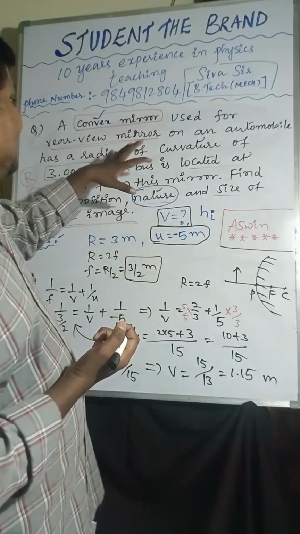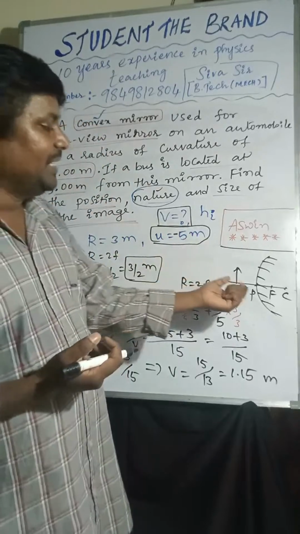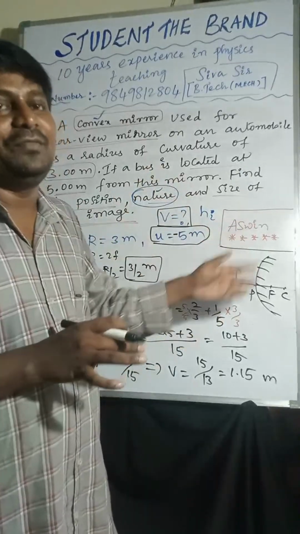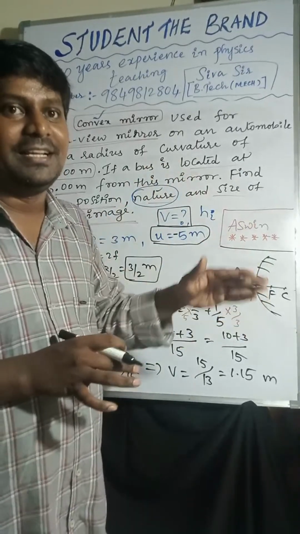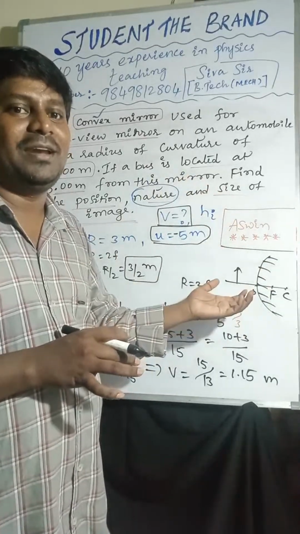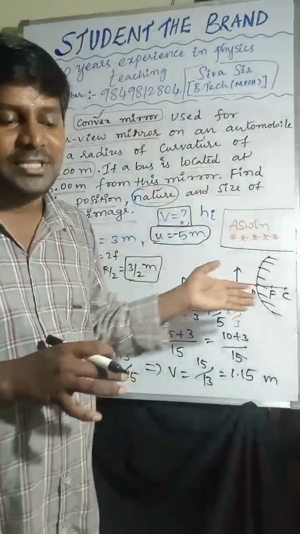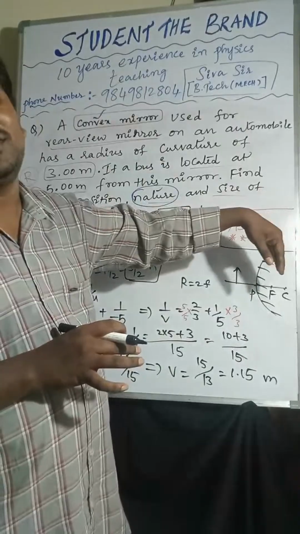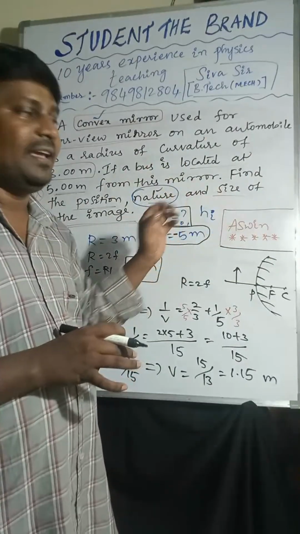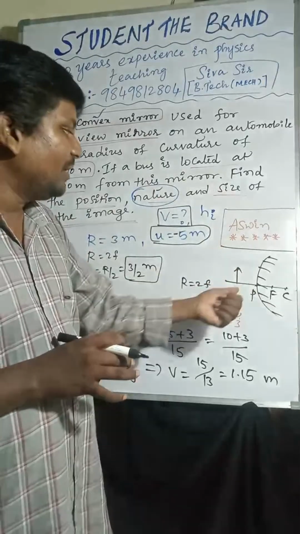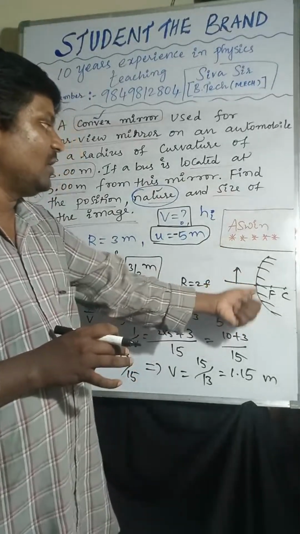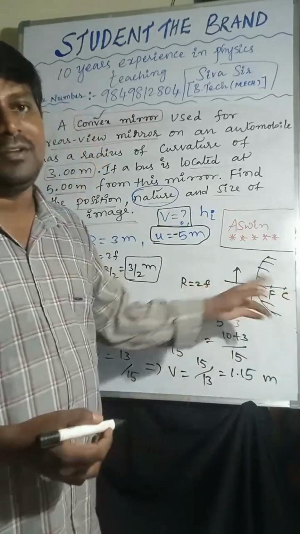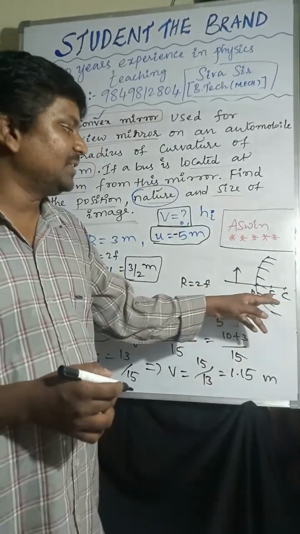Come to the point. See, radius of curvature is given. Okay, so the object is placed in front of the mirror, which is a finite object. If it is at infinity, a point image will form. But since it is a finite object, the image will form. If you place the object in front of the convex mirror, the image will form between P and F. Correct? Yes.